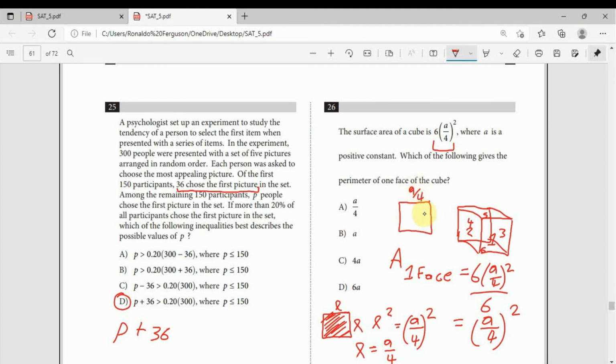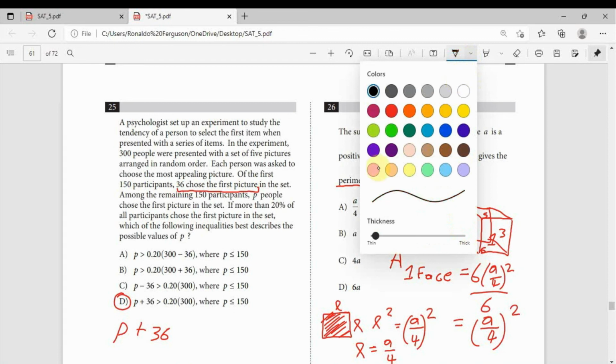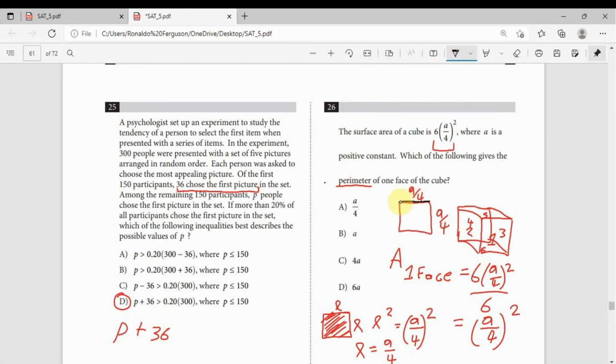This side is a over 4. This side is a over 4. Now, what did the question want? It said, what is the perimeter of one face? What does perimeter mean? Add up all the sides going around. So let me change the color to black. So this is the perimeter, all the sides going around.